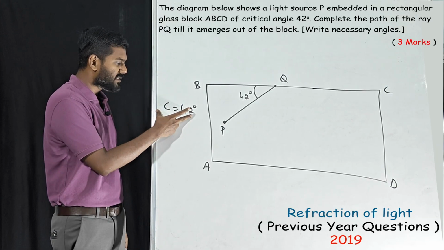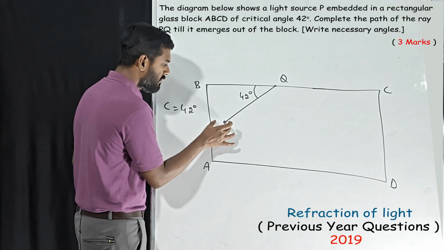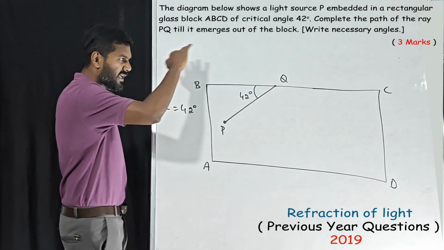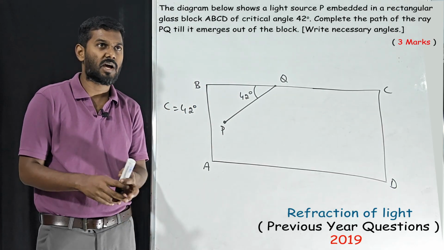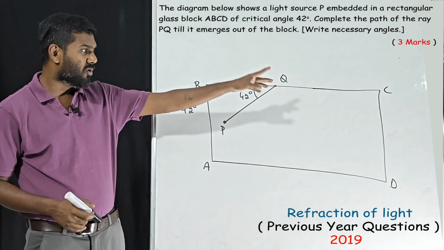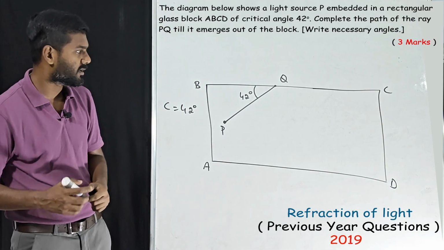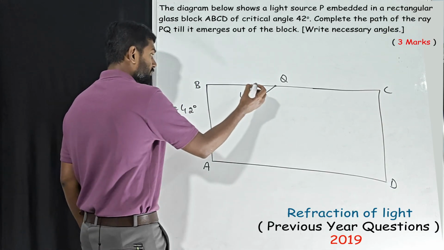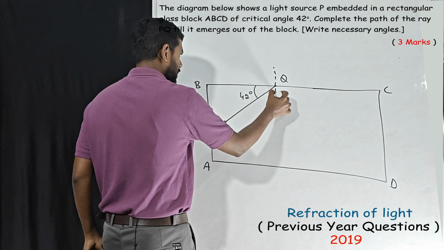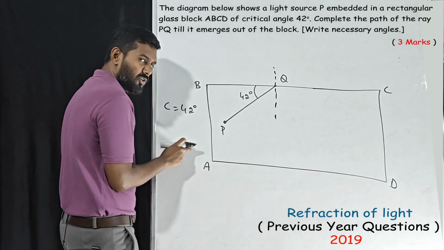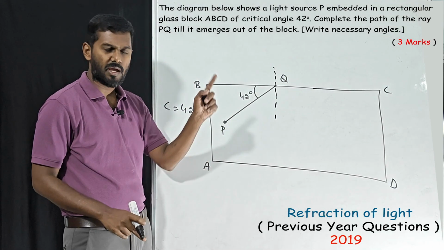Critical angle is 42 degree. It is for traveling from denser to rarer. It has to come outside. That is our aim, and we have to mention the angles which are necessary. Wherever there is an angle, we have to mention it. Now listen. It is hitting here, so draw the normal. Angle of incidence 42 degree is given, so go for it.